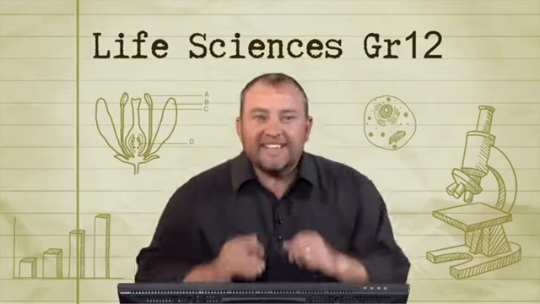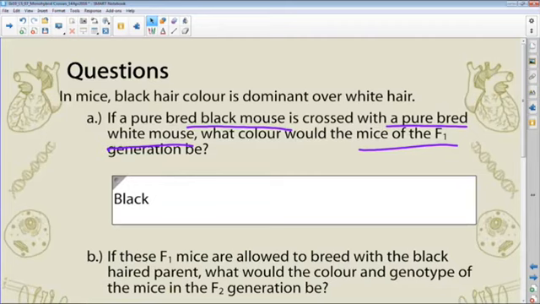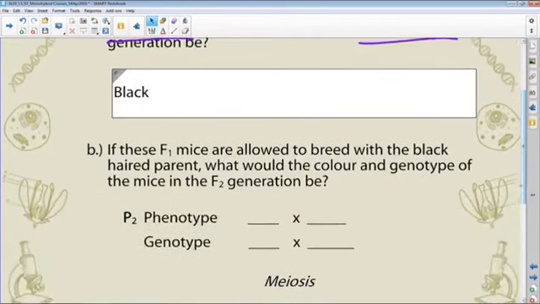I'm sure you enjoyed that. Let's have a look at what we got. Okay, look at the board. If the purebred black mouse was crossed with the purebred white mouse, what color would the mice of the F1 generation be? And of course, I'm not going to do the whole cross, even though you have to. Don't forget, you need to do it. I'm quickly going to give you the answers. And remember, I said purebred black is dominant. Therefore, it would be black. Simple and easy. Okay, next one.